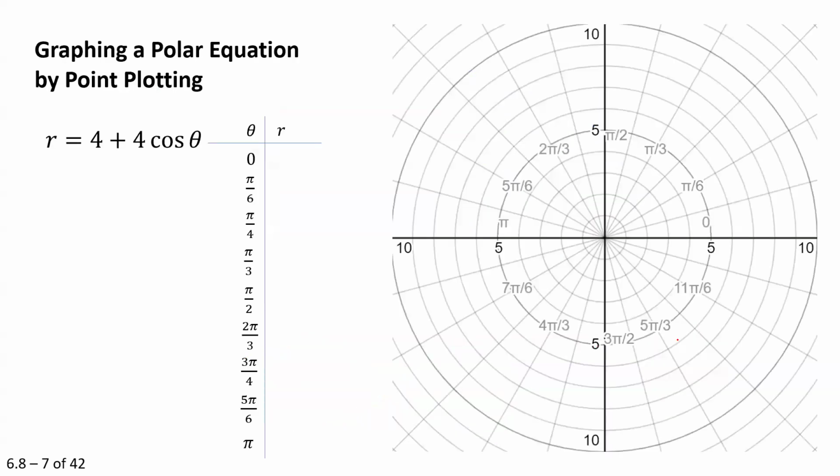Okay, so let's plot this out and see what we get here. It's best to do the easiest ones first. Cosine of pi over 2 is just 0, so that's just going to be 4. Cosine of 0 is equal to 1, so this is 4 plus 4. And cosine of pi is equal to negative 1, so that's going to be 4 plus negative 4, which will be 0.